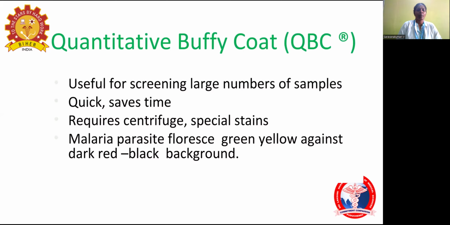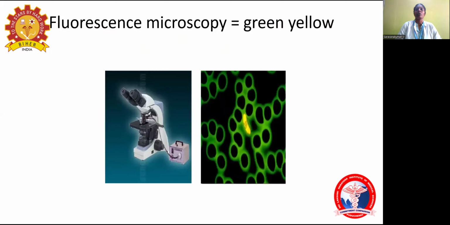Other than microscopic examination, other examinations include the Buffy coat. The Buffy coat is quick and is used for screening a large number of samples. Once the Buffy coat is made and stained with the fluorescent stain, you can see the green-yellow colored falciparum in the dark background. This is a malarial parasite stained with the fluorescent stain and seen under fluorescent microscopy.